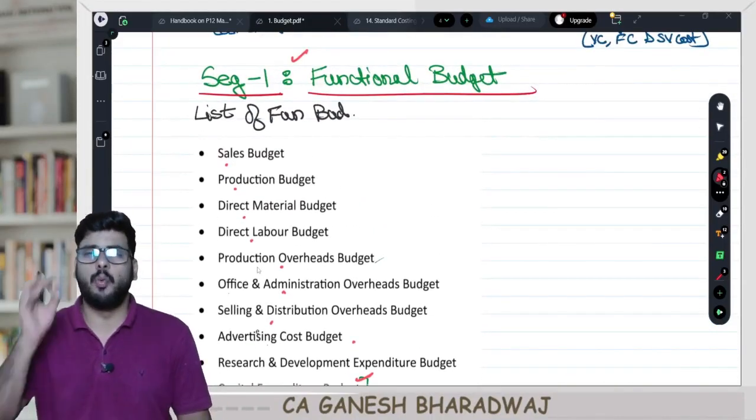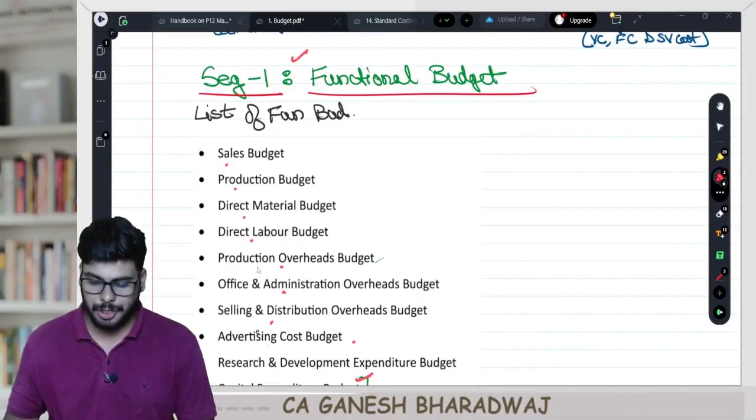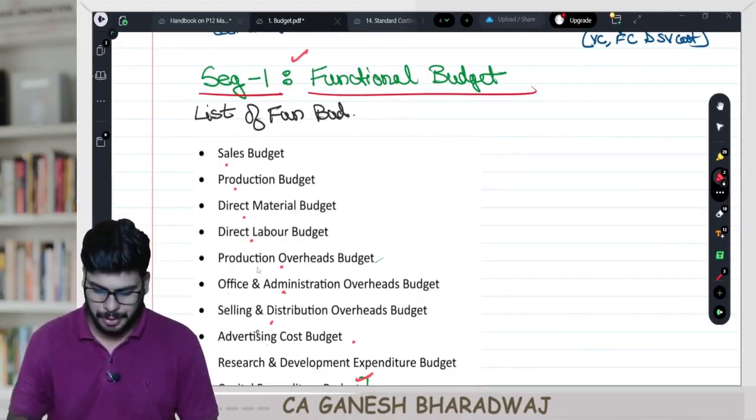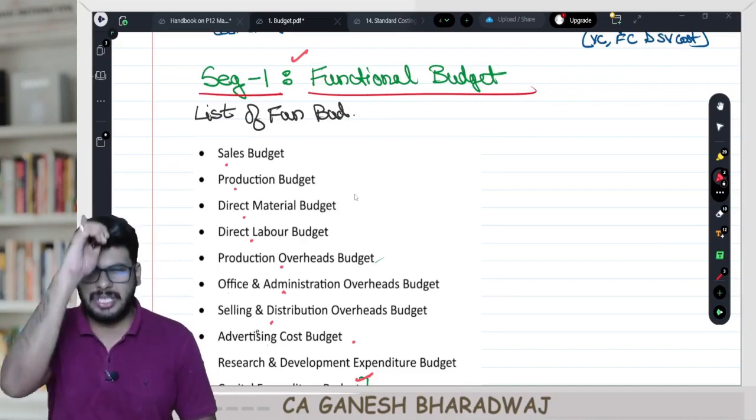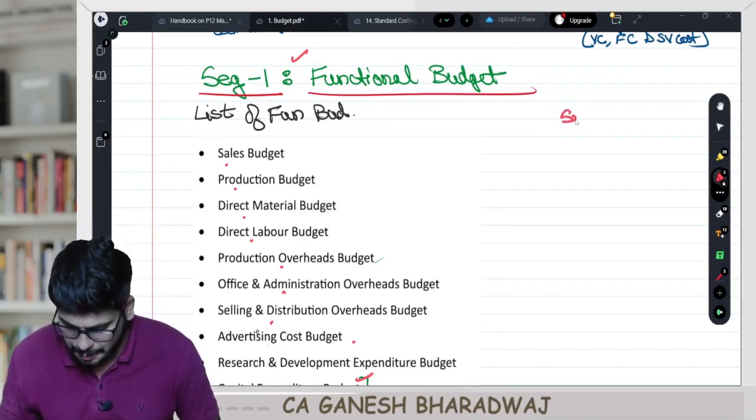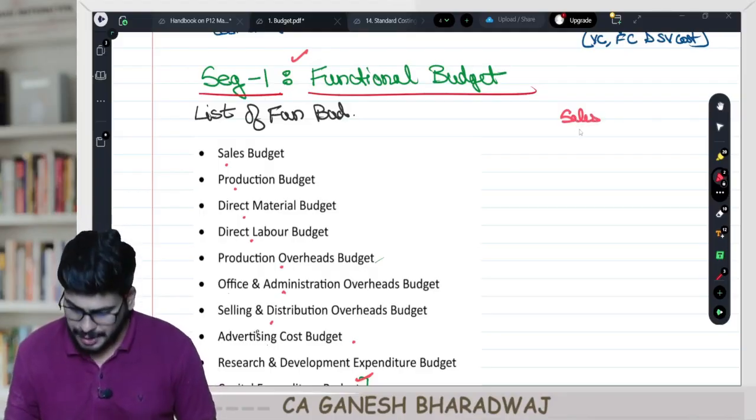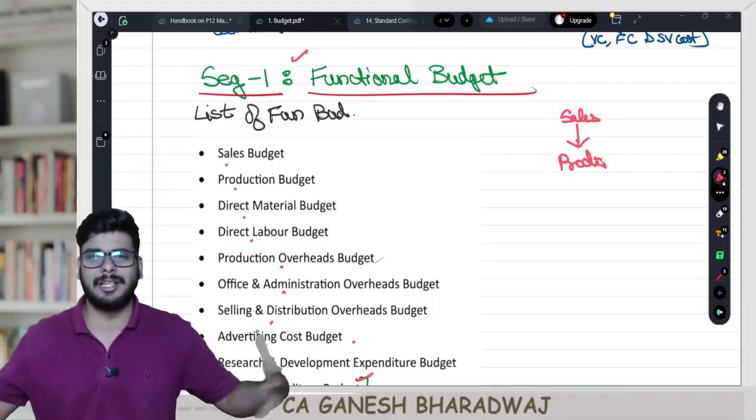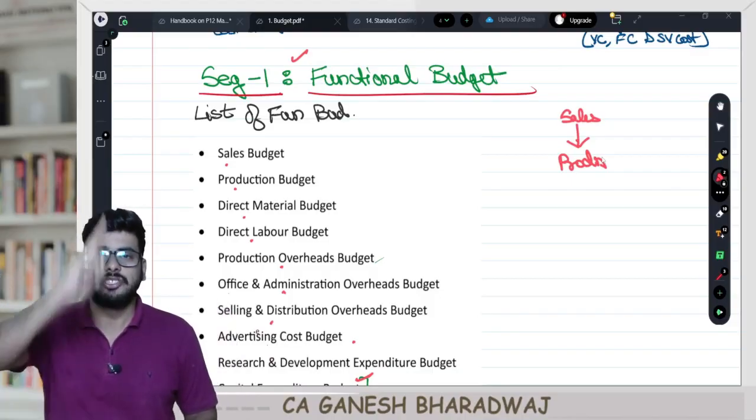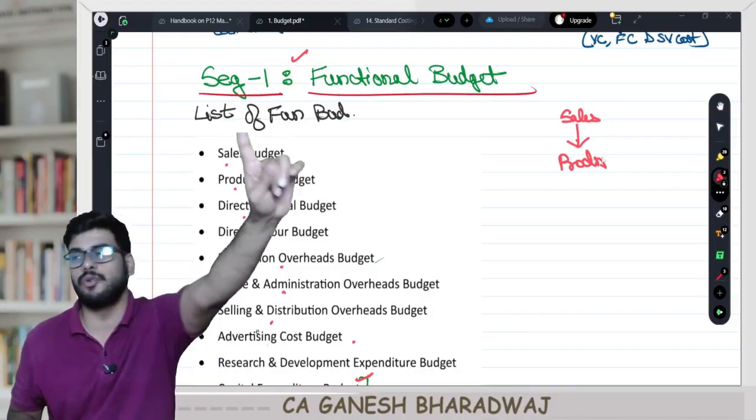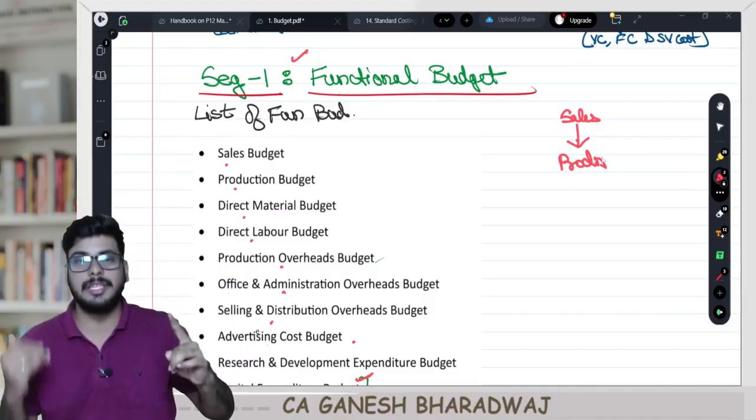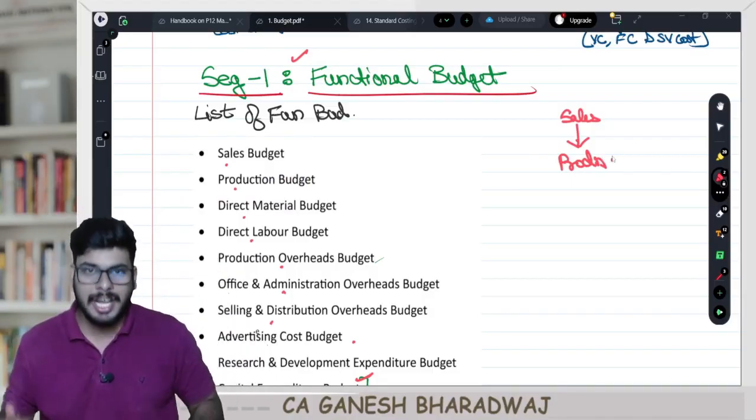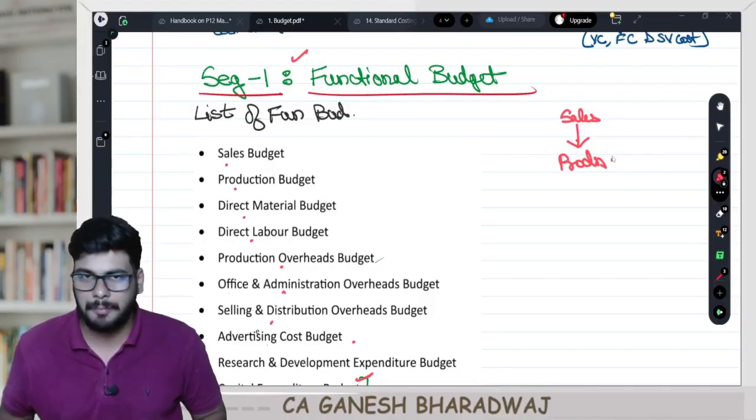Now, one very, very important thing that you need to know is, when you are preparing the budgets, directly you cannot jump into any budget that you want. No, first and foremost, you need to prepare the sales budget. Once you prepare the sales budget, then you necessarily need to prepare production budget. Clear with this? After preparing production budget, then all other budgets you can prepare. So always remember, first you need to know the sales budget, then with that you should prepare the production budget, and only after that you can prepare all other components of budgets.